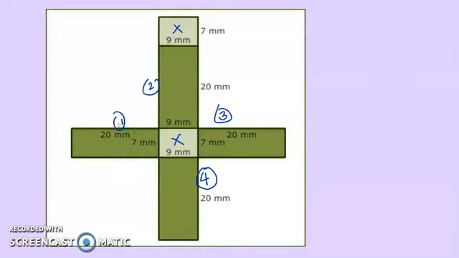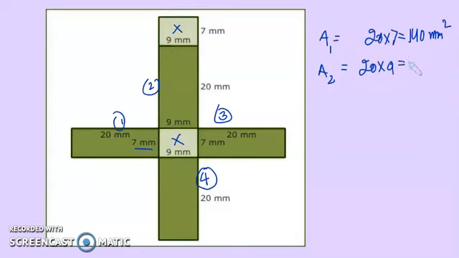Now take a look. Faces 1 and 3 have equal area, 20 millimeters and 7 millimeters. So the area will be 20 times 7, which is equal to 140 square millimeters. In a similar way, the area of face 2 and face 4 will also be equal, and the area will be 20 times 9. That is 180 square millimeters.